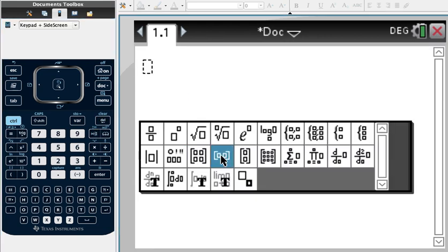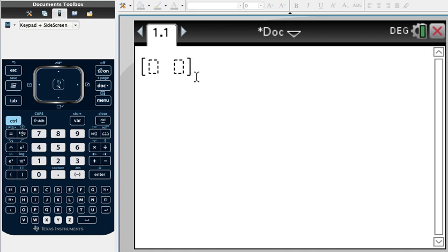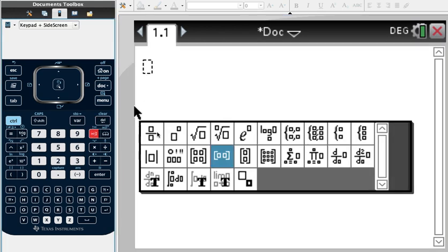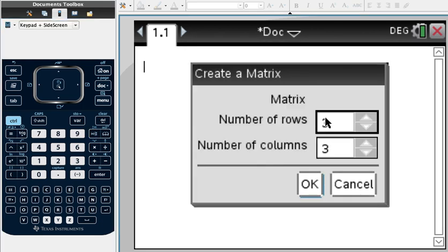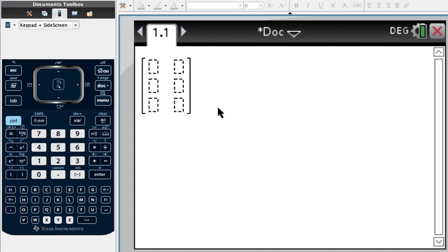This would give us a 1 by 2 if we did that. You'll see that there are some already pre-built ones. This one right here is the one that I use the most because it allows you to define the size, or the order, of the matrix. If we double click on that, it asks for number of rows and number of columns, and ours is a 3 by 2. So I'm going to put OK for that.